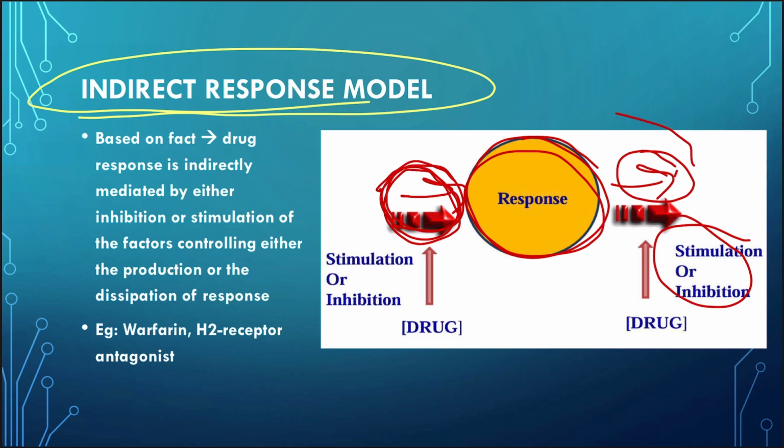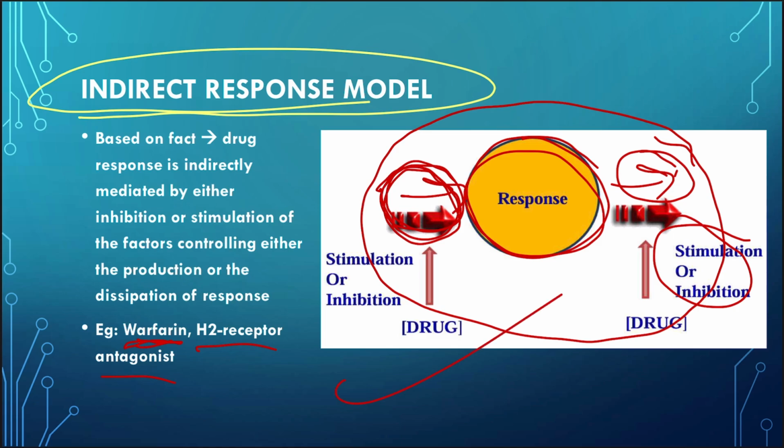In that case, we use the indirect response model for determining the pharmacodynamic parameters of that particular drug. An example is warfarin, because it acts indirectly on the coagulation profile by affecting the prothrombin activity. Next is the H2 receptor antagonist, used for peptic ulcer disease, because it indirectly affects gastric acid secretion by binding to the H2 receptor, not directly. So this is about the indirect response model.